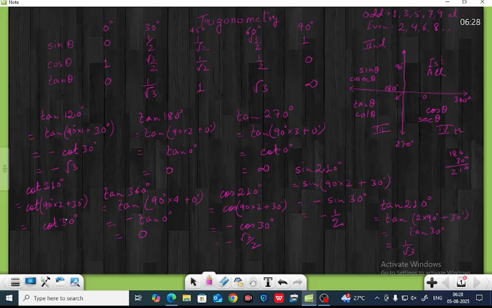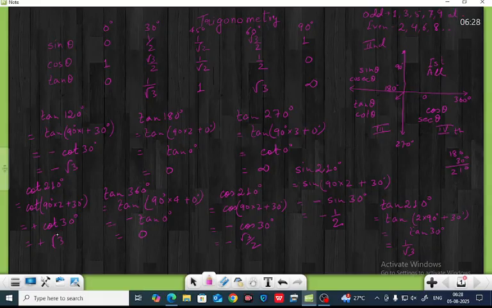And 210 degrees is in the third quadrant, where tan and cot are positive, therefore it will be positive. What is the value of tan 30? It is 1 by root 3, therefore cot 30 will be root 3. Therefore we got the value of cot 210 degrees as root 3.